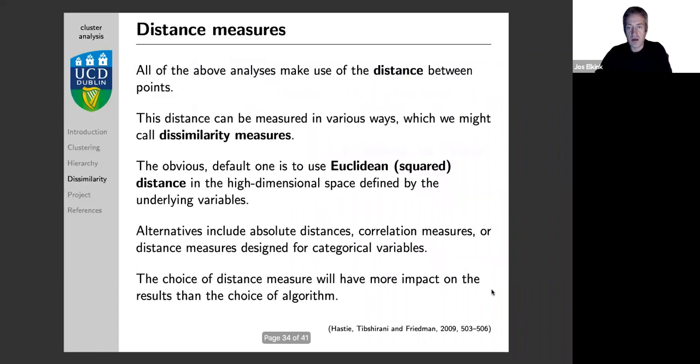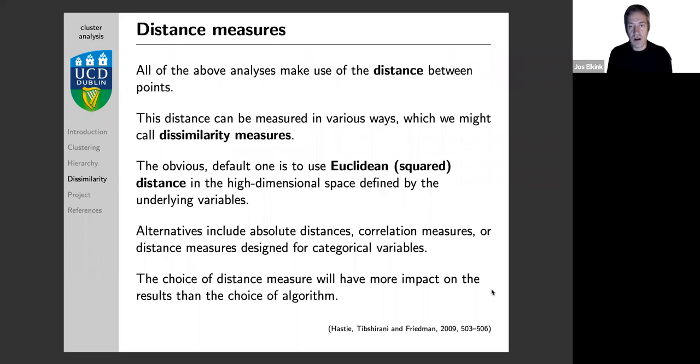So Euclidean is the one that you maybe think of most naturally, that is just this line between those two points. But you can think absolute distances, correlation measures, distances between sort of categories, if the underlying data is categorical data. So we can really think about quite a few dissimilarity measures. And the main thing here, the main take home message, is that which measure you take for the dissimilarity will matter a lot for the results you get from the clustering algorithm.